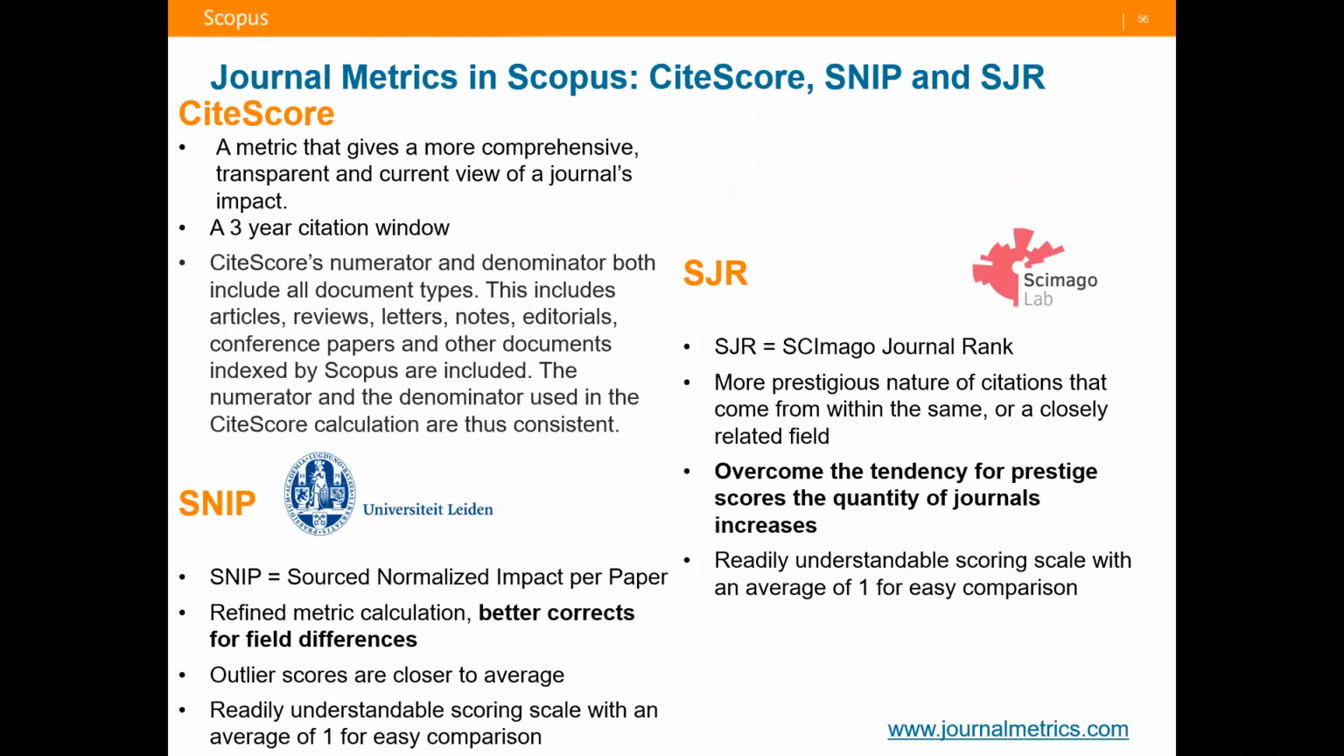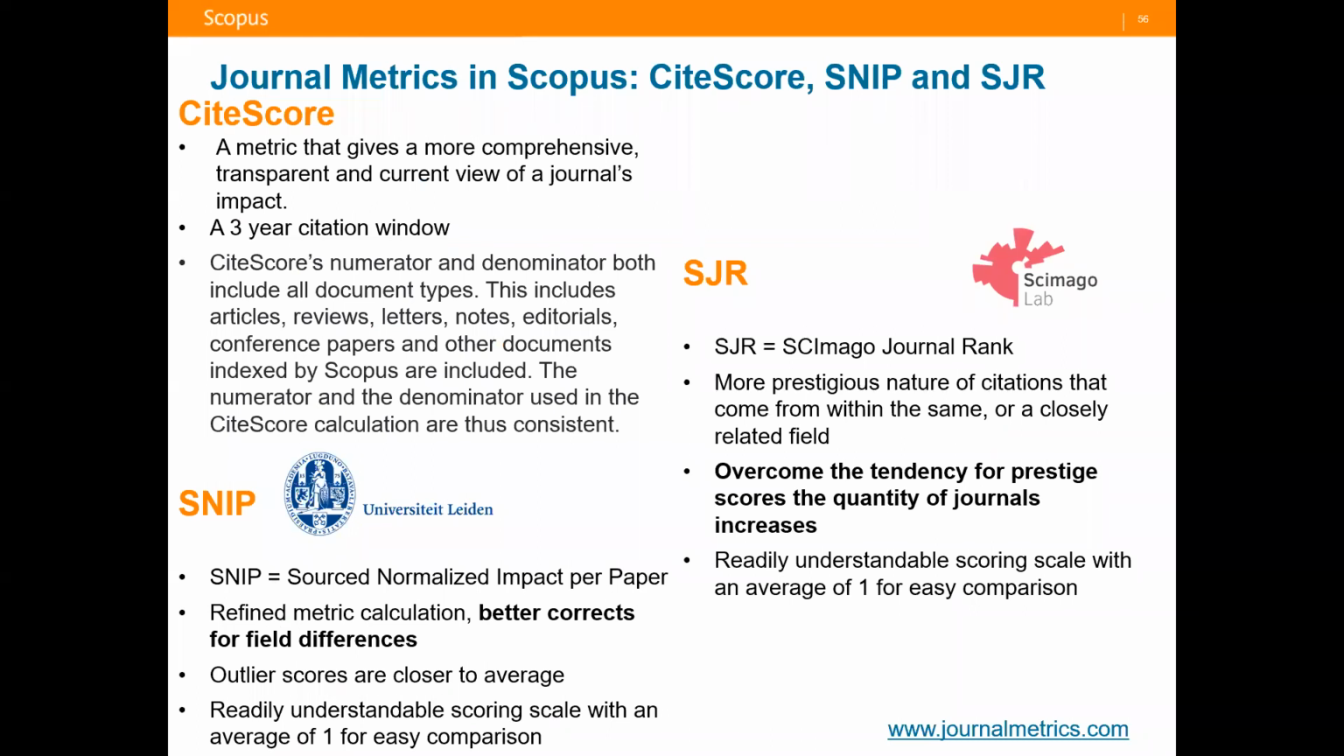And now this is a part that some of you will be asking me questions on. We talk about metrics all the time. I hear CiteScore all the time, I hear SNIP, I hear SJR. What is the difference? First and foremost, CiteScore is a metric that was developed by Elsevier. It's our own in-house metric that we developed in 2017, and it is done to give a comprehensive, transparent, and current view of a journal's impact.